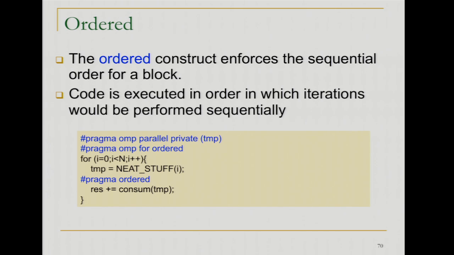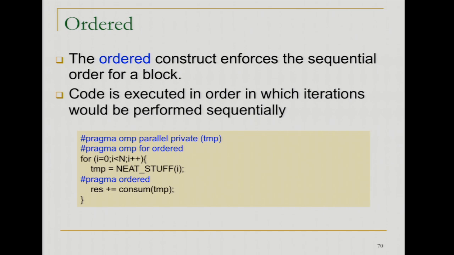Ordered is something that most of us would seldom use because it actually introduces some sequentialism into a parallel region. So if for some reason you decide you want to execute a piece of code inside a parallel region in sequential order, you can use the ordered construct. And that applies to parallel loops. And if you want to use it, as you see here, you have to say so when you're introducing the loop. So there's this ordered clause.